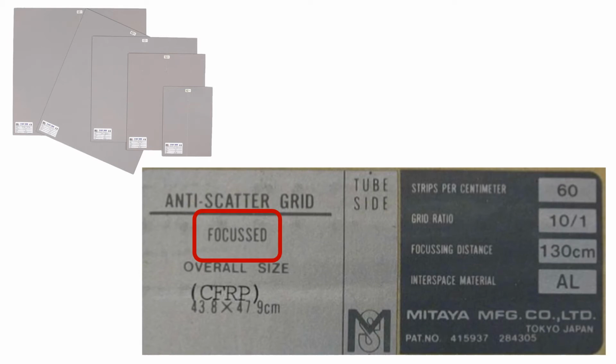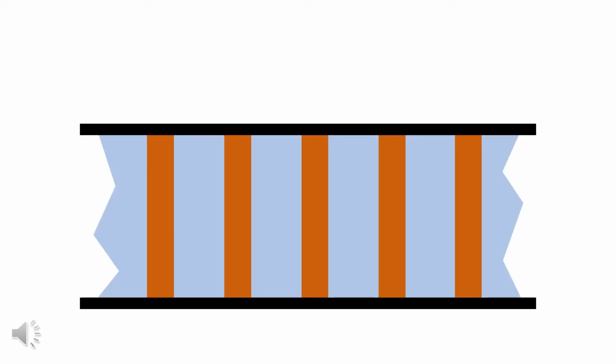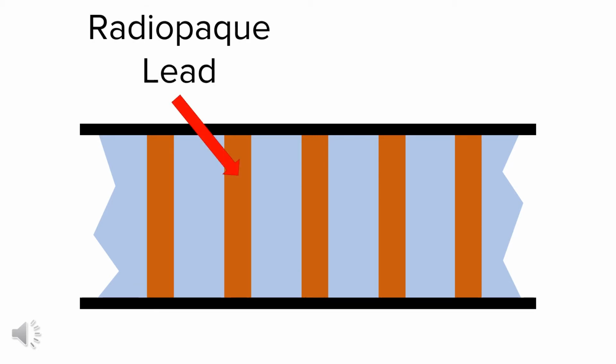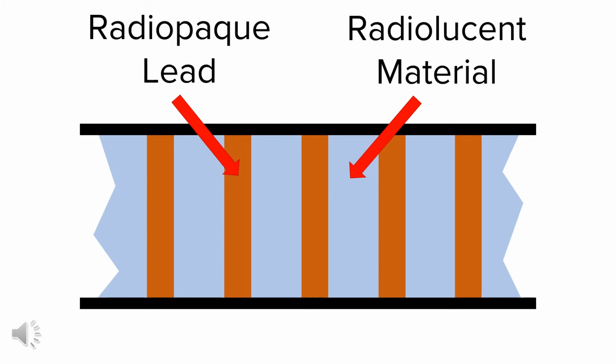Every grid should have a label indicating what type of grid it is: the grid frequency, or the number of lead lines per centimeter, the grid's ratio, the SID or focal distance that the grid should be used at, and possibly the material it's made from. At its most basic level, a grid is alternating pieces of radiopaque material such as lead and a radiolucent material such as aluminum or plastic fiber.